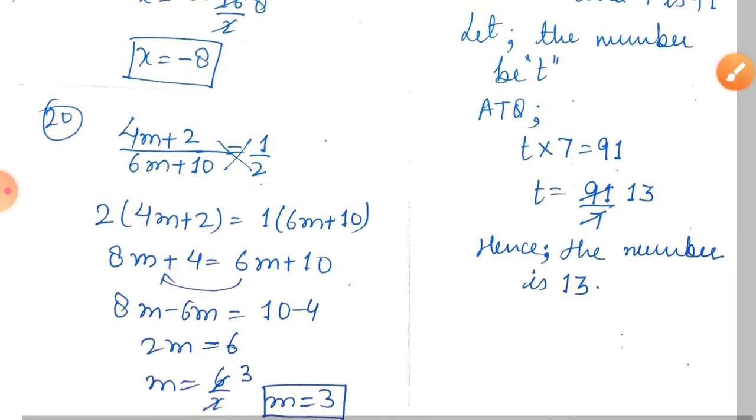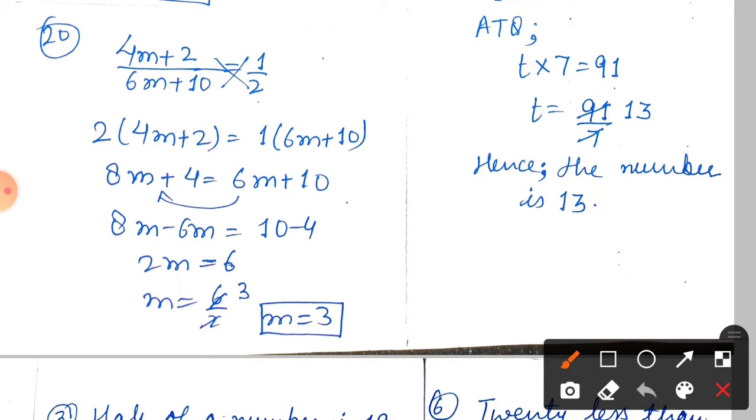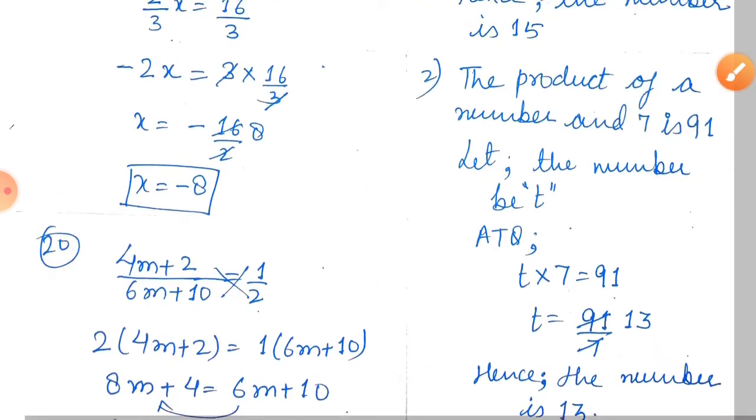Now come to question number 20. In question number 20 also we have to cross multiply. This 2 is multiplied with the numerator, this 1 is multiplied with the denominator, and thus open the bracket, and after simplification the value of m is 3.